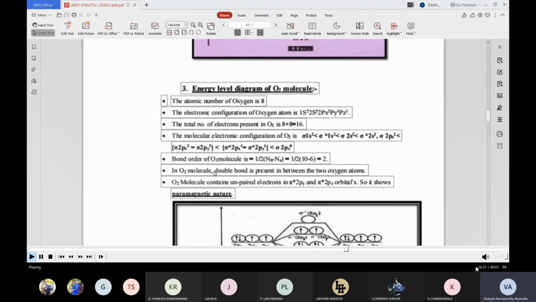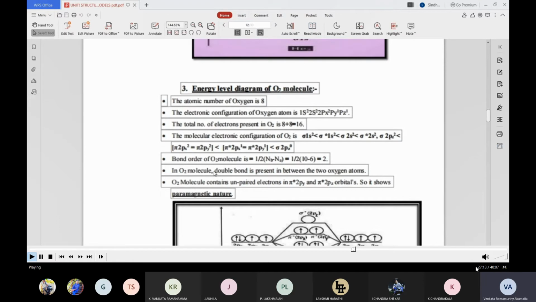Generally, the atomic number of oxygen is 8. You know it, you studied it in lower classes. So the atomic number of oxygen is 8. You know it, my dear students? Okay. So the electronic configuration of the oxygen atom is 1s2, 2s2, 2px2, 2py1, 2pz1. That is the electronic configuration of the oxygen atom.